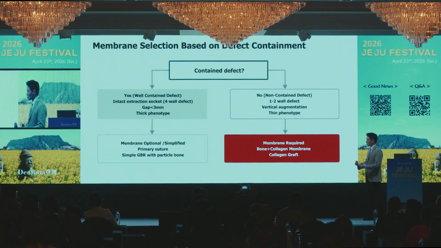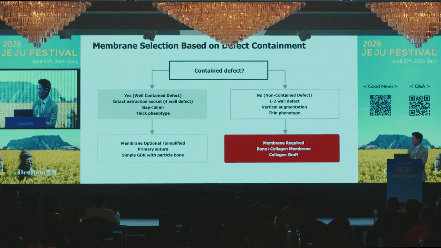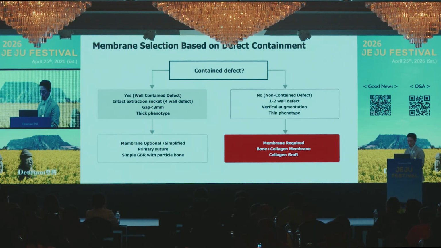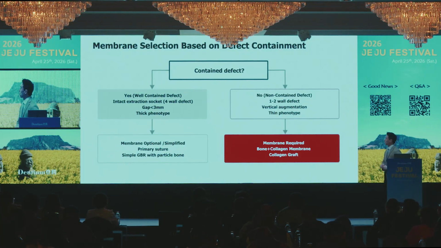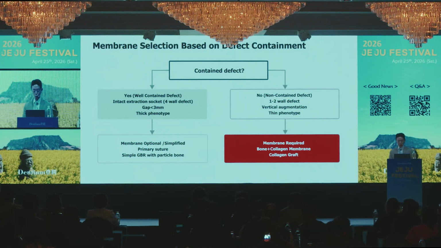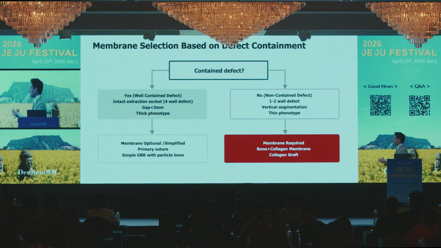If we can do the primary suture without additional treatment, like a releasing incision or other invasive treatment, the use of membrane is optional. In these cases, I focus on achieving primary closure. However, the next, non-contained defect, such as one- or two-wall defects, requires vertical augmentation or other extensive bone grafting procedures.